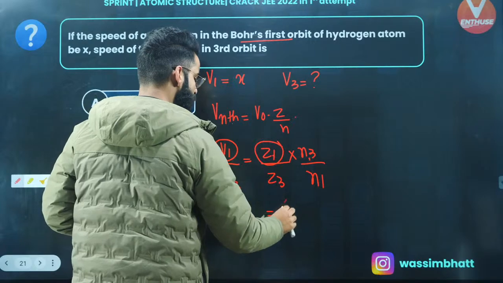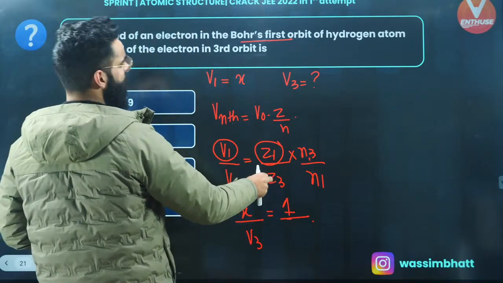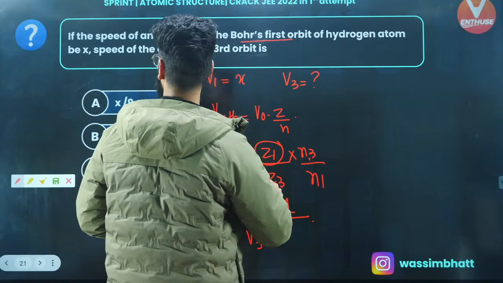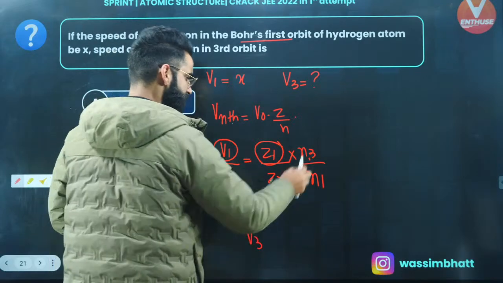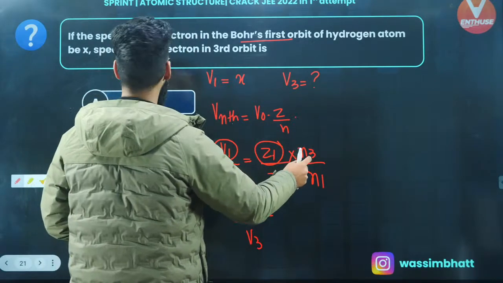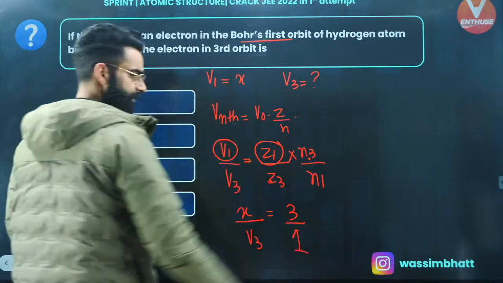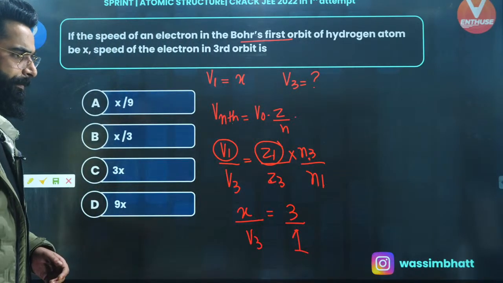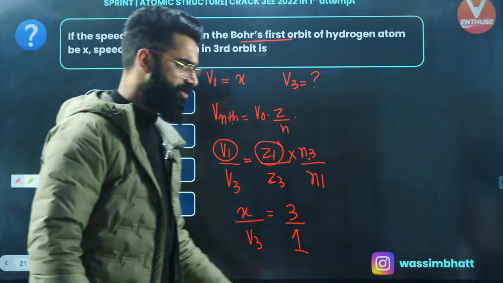First of all, for hydrogen, Z1 value, the atomic number is 1. Z3 is the atomic number of what? It is the atomic number of hydrogen only, right? So it's 1. So let's neglect Z1 and Z3. Let's make it only N3 divided by N1. N3 is just going to be 3. N1 is just going to be 1. Perfect? So it's done and dusted. So V3 is coming out to be x by 3. X by 3 is option B, which is the correct answer of this question as well, right?